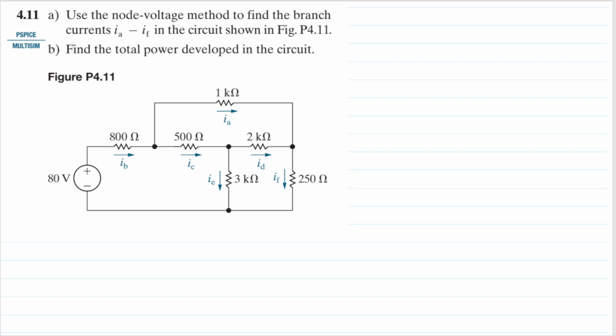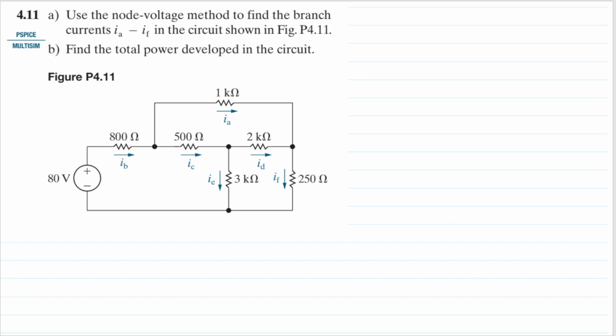Hello, my name is Ardi and we are going to solve problem 4.11 from Nilsson and Riedel book. So the question is, use the node voltage method to find the branch currents IA through IF in the circuit shown in figure P4.11 and then find the total power developed in the circuit.